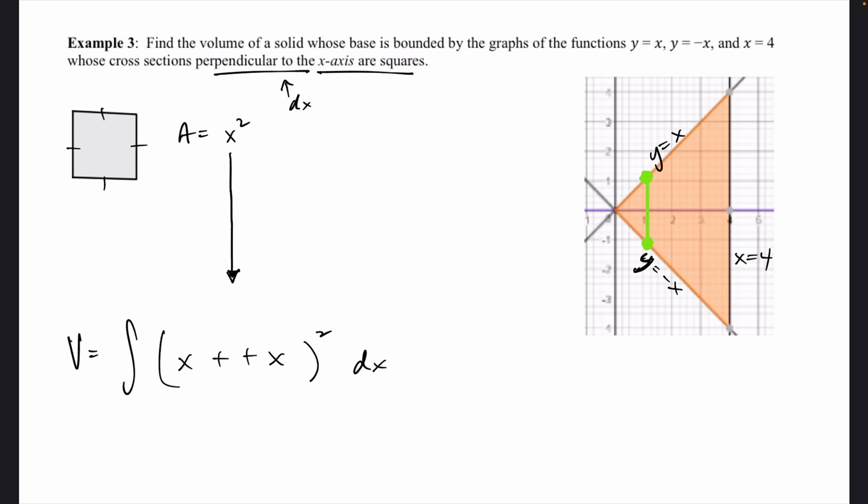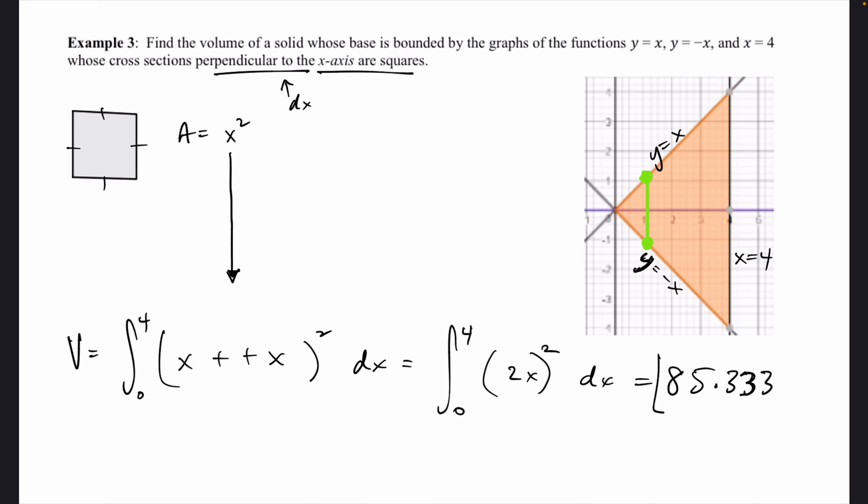The bounds, because it's dx, go from left to right. So x equals 0 to x equals 4. So 0 to 4, 2x squared dx, or 4x squared. And you get 85 and a third, 85.33333333. Okay.